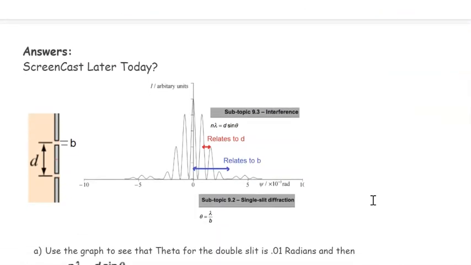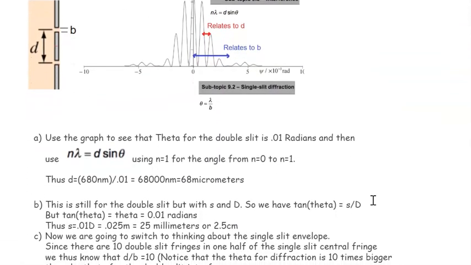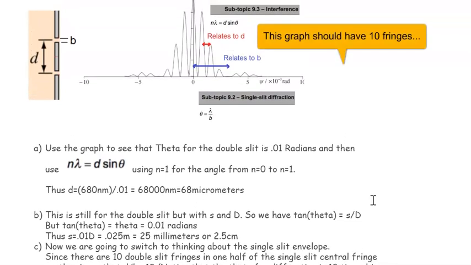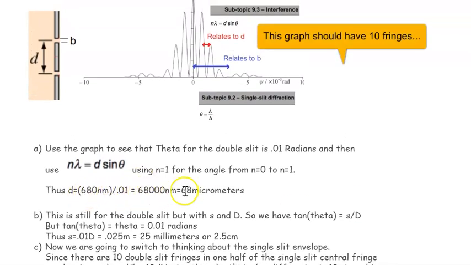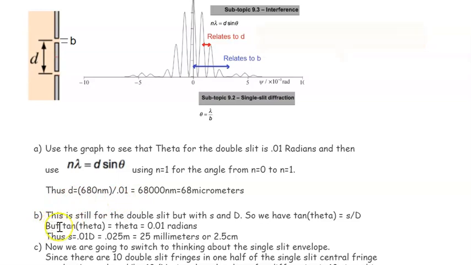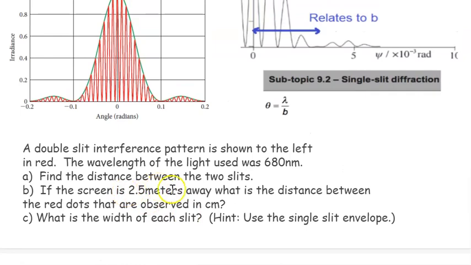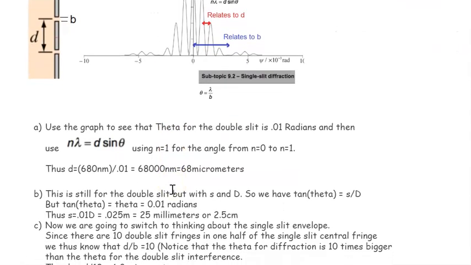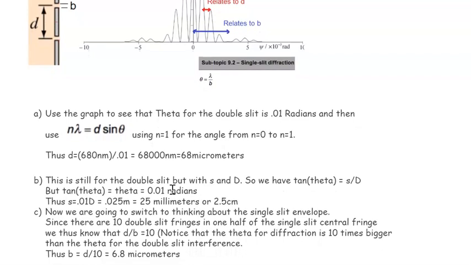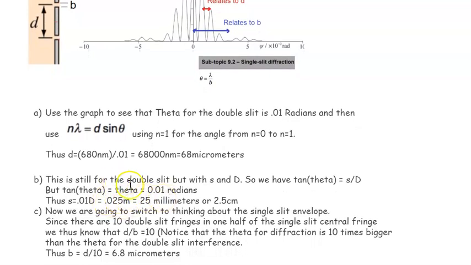I guess I can show the math there because I have it down here. Yeah, here we go. So here was A, we divided by 0.01, so we got a lot of nanometers here. I think it's good to switch units there and go to 68 micrometers. For B, we're saying tan theta is 0.01, so that means S is 0.01 times D, and I guess D was given, 2.5 meters away. So that's nice. So you just take that, and we get 0.025 meters, which is about 25 millimeters, or 2.5 centimeters.